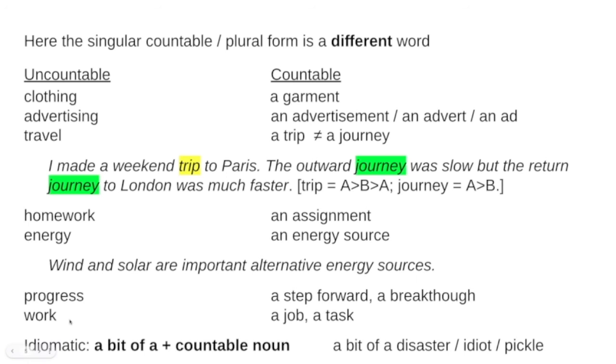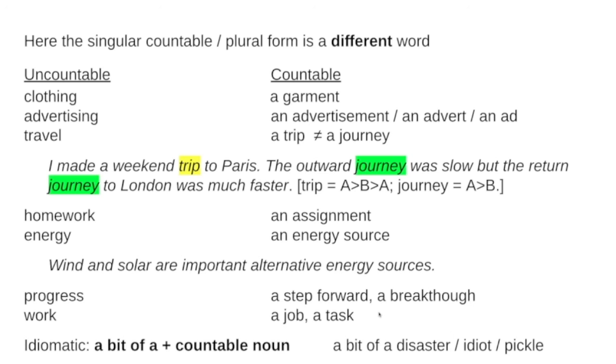And finally, this word work, which we know very well. Work in general. I can't come out this evening. I have work to do, so it's uncountable. That's fine. But if you want to make it countable, rather than saying a piece of work, you can say a job, a task, etc.